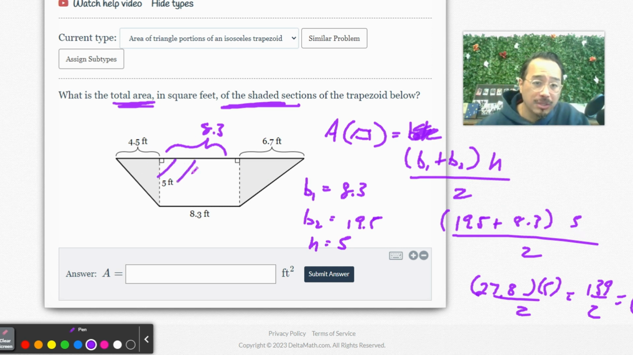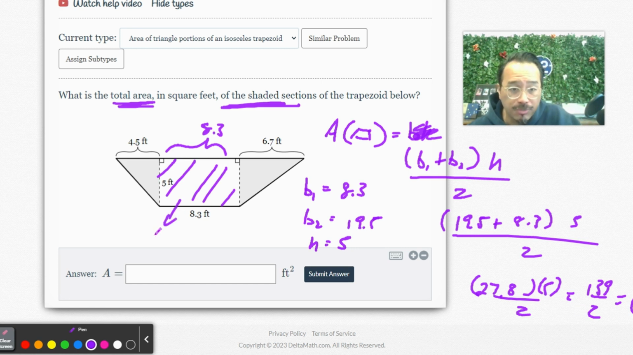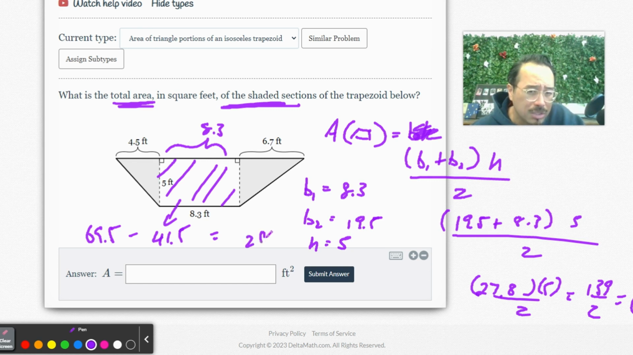Now I'm going to take away this right here. After I deduct the rectangle, all I'm left with are these two triangles, which I think is a little easier. The rectangle in the middle is just 5 times 8.3, which is 41.5. So I'm going to take 69.5 minus 41.5. That's 28. Let me double check. Yep, it's 28.